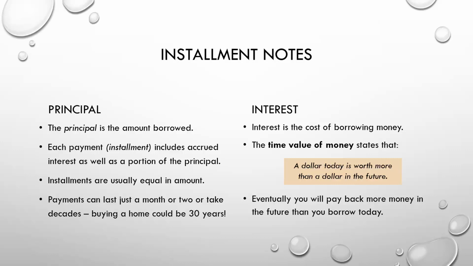What is an amortization schedule? It is a schedule showing all payment dates, the amount paid, the interest charged, the principal reduction, and the current balance after the payment is made.